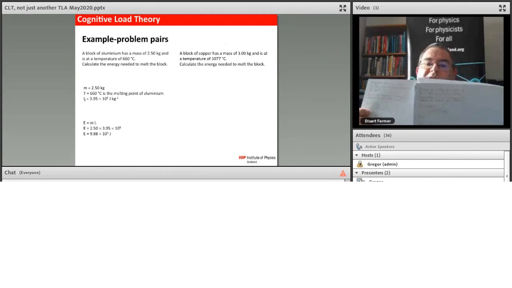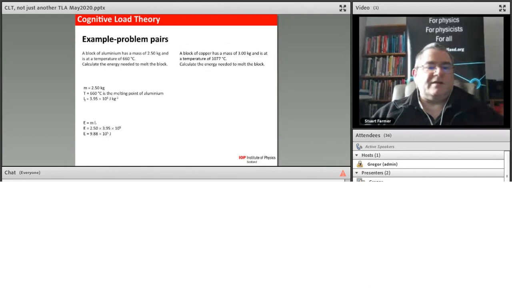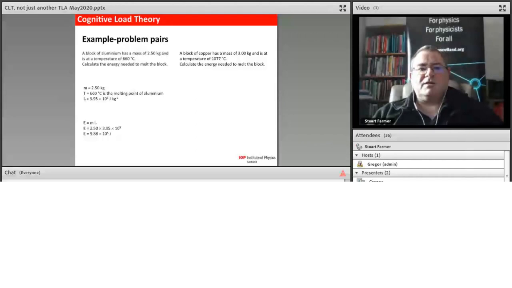Hopefully they had copied it down into their jotters as well. But I essentially gave them a question, and this time with a block of copper. So the only thing that was changed was the material. It was already at its melting point, a different melting point, and all they had to do was go through the same problem. So that it wasn't a big step. They were basically just rehearsing what they had seen me doing, but I was trying to get them to think through that process themselves.